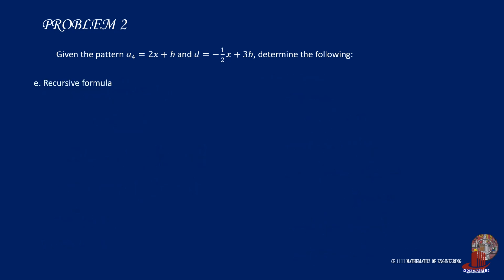Last is the recursive formula, which is just adding the common difference to the term a sub n minus 1. So a sub n is a sub n minus 1 minus half of x plus 3b.